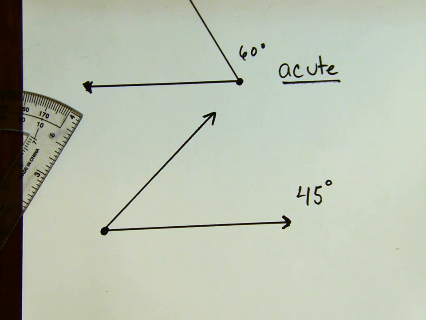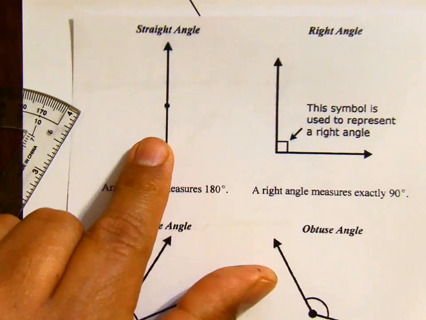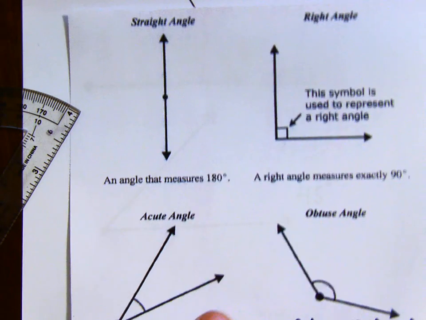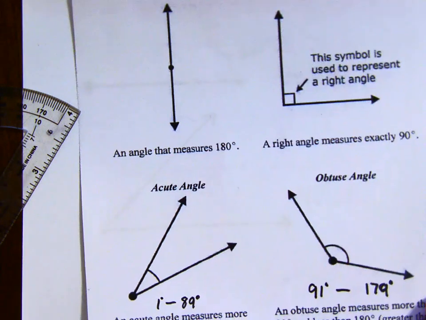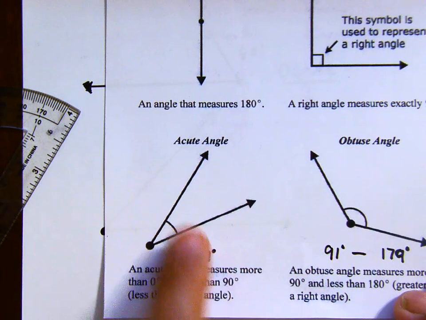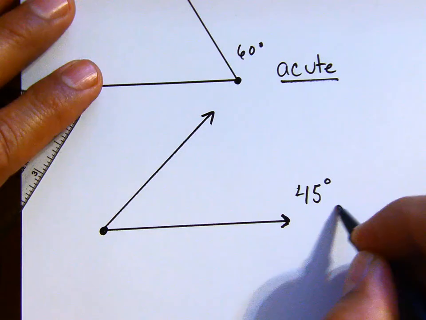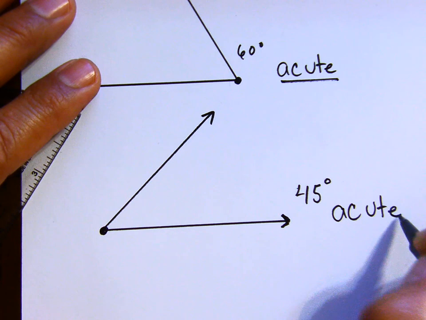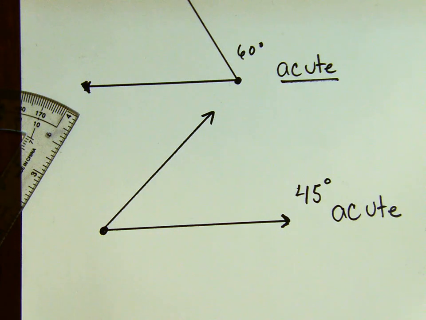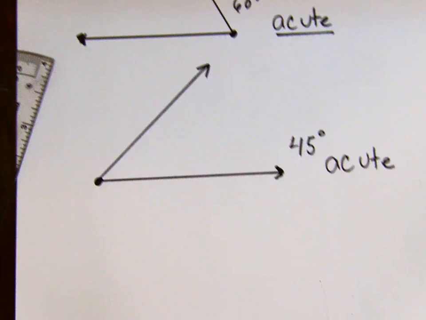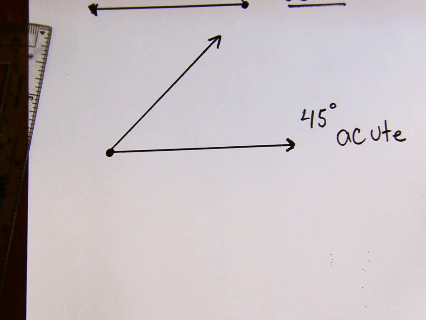And a 45-degree angle, is it straight, right, acute, or obtuse? I know it's less than 90 degrees because it's 45, so that would make it an acute angle. So this is an acute angle. So let's make one that is, let's make it 75 degrees.